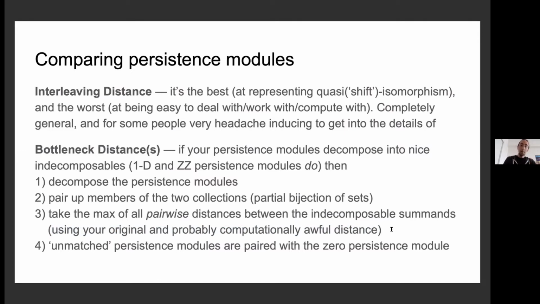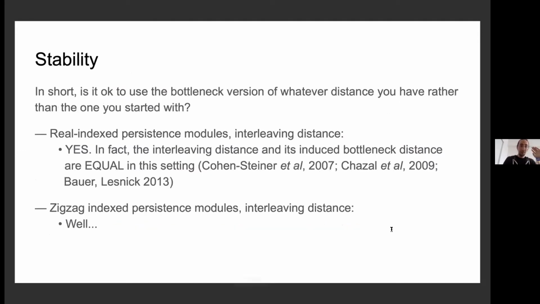This is wonderful, but is it remotely okay to do this? This seems like qualitatively things might just radically change. If you decompose everything and then pair them all up, your distance might just become massively larger than the one you started with and even unbounded. So when you do this sort of thing, the first question is stability. Is it okay to use the bottleneck version of whatever you started with?